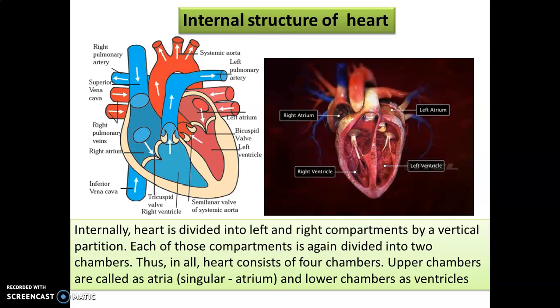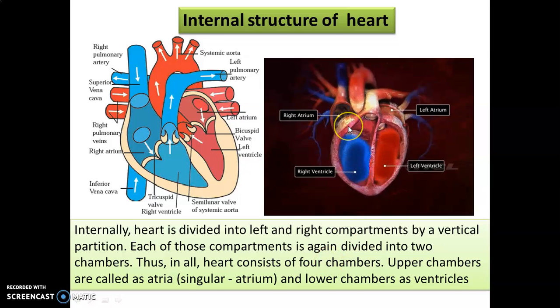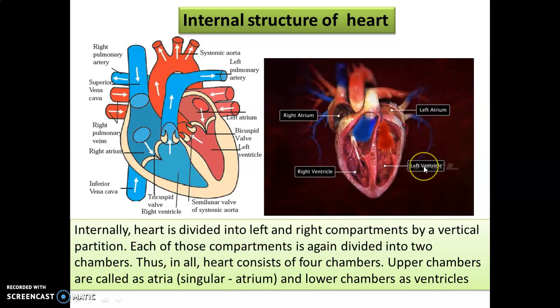The first thing is the heart is divided into left and right compartments. This is the right compartment. This is the left compartment. Each of those compartments is again divided into two chambers. So first it is divided into two and then those two are divided into two more, which makes a total of 4. In all, the heart consists of 4 chambers. The upper chambers are called atrium and the lower chambers are called ventricles. This is the right atrium, this is the left atrium. This is the right ventricle, this is the left ventricle.